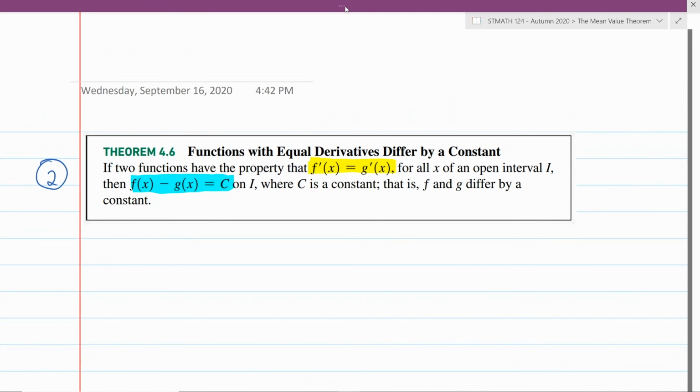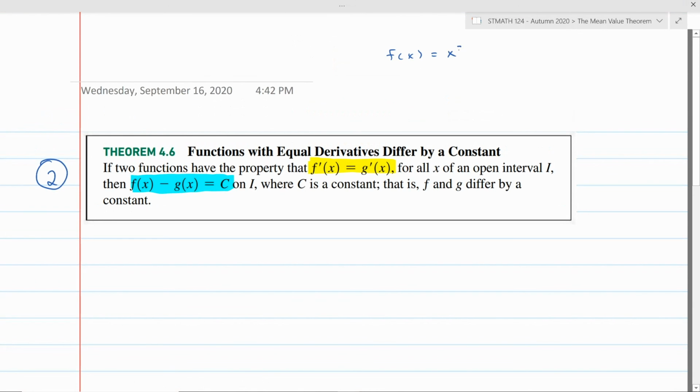Like, for example, just up here in the margin, if f of x is x squared and g of x is x squared plus 1, we know that both of those functions have the same derivative, right? F prime of x equals g prime of x equals 2x. So we knew already that if the only difference between two functions is just a constant, then they'll have the same derivative. But what this theorem is telling us is that it goes in reverse the other way. If you know that the two functions have the same derivative, then they must have only differed by a constant. That's not obvious.